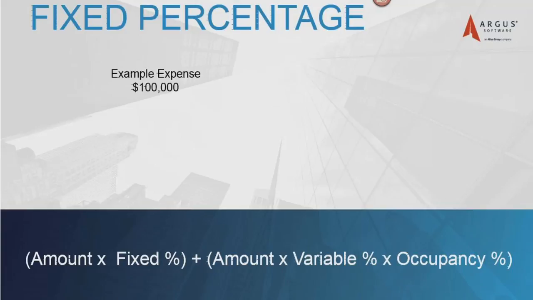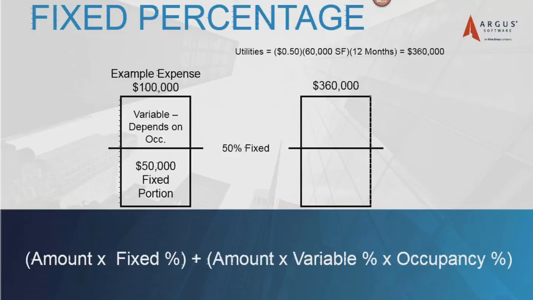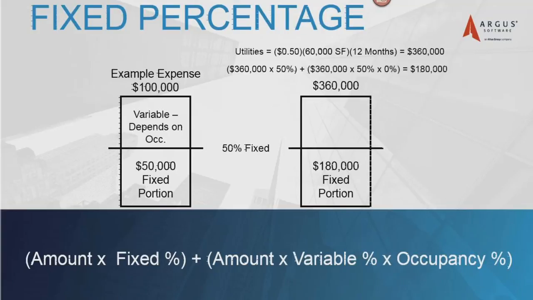If we look at a very simple expense of $100,000 and say that it is 50% fixed, we know at a minimum we will see $50,000 on the cash flow, and anything beyond that would depend on the occupancy of our building. Now let's look at the utilities that we just plugged in. We said it was 50 cents per rentable area of 60,000 square feet, a monthly expense, so we multiplied times 12 to get our annual expense amount of $360,000. That's what we plug into our formula.